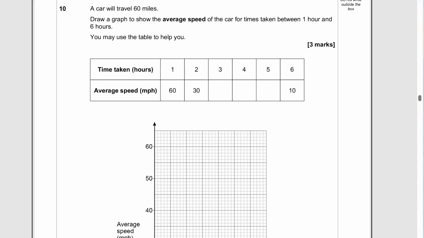Okay, question 10. A car drives 60 miles. Draw a graph to show the average speed of the car for times taken between 1 hour and 6 hours. You may use the table to help you.